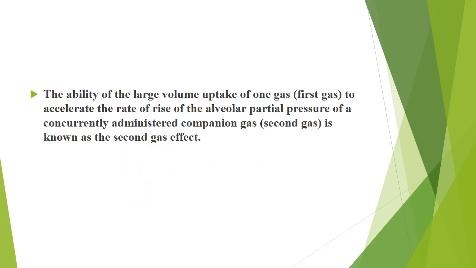Another effect related to nitrous oxide, which is a beneficial effect, is known as the second gas effect. It has a fast rate of induction, so it can be used with other gases which have a slow rate of induction. It can carry the other gas along with it, which is known as the second gas effect. The ability of the large volume uptake of one gas to accelerate the rate of rise of alveolar partial pressure of the concurrently administered companion gas is known as the second gas effect.